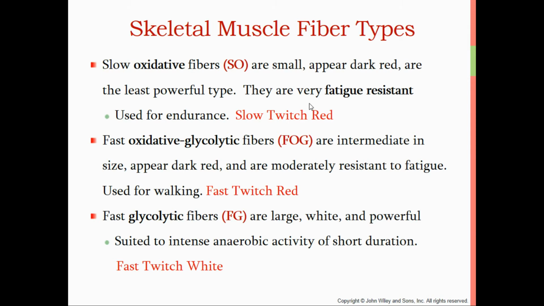So we go to the other kind. This is going to be your quote unquote white meat or light meat. The fast glycolytic fibers, or FG, are large, white, powerful, suited for intense anaerobic activity of short duration. Sprinters' muscles.